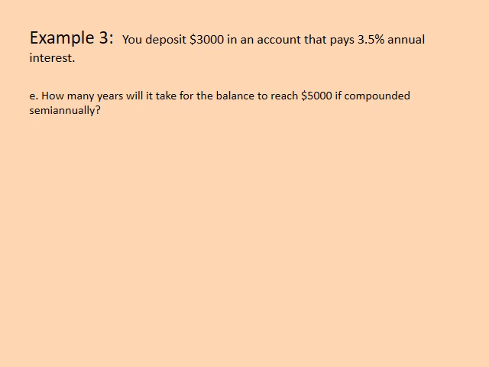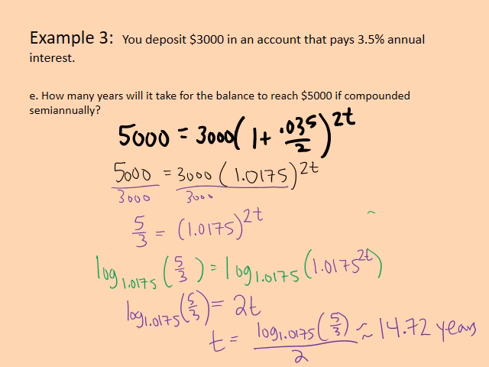Part E asks, how many years will it take for the balance to reach $5,000 if compounded semi-annually? This is very similar to example 2, part B. I would like you to try to solve this one on your own. Pause the video, solve it, and then the next slide will have the solution worked out. Here's part E worked out for you. Pause the video and fix your answer if you have made some sort of mistake.